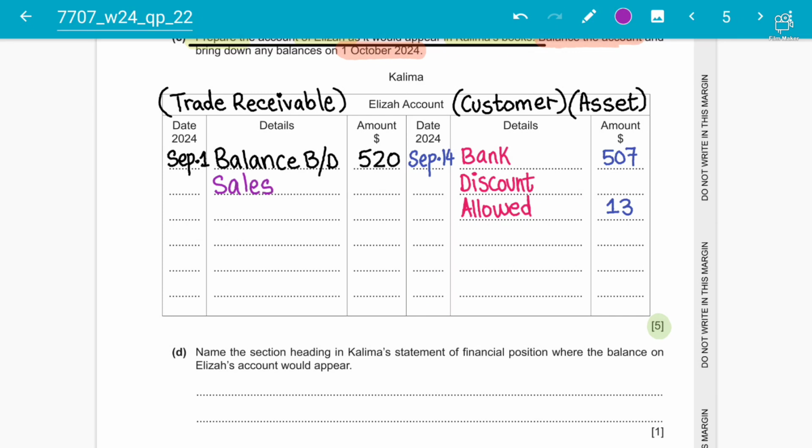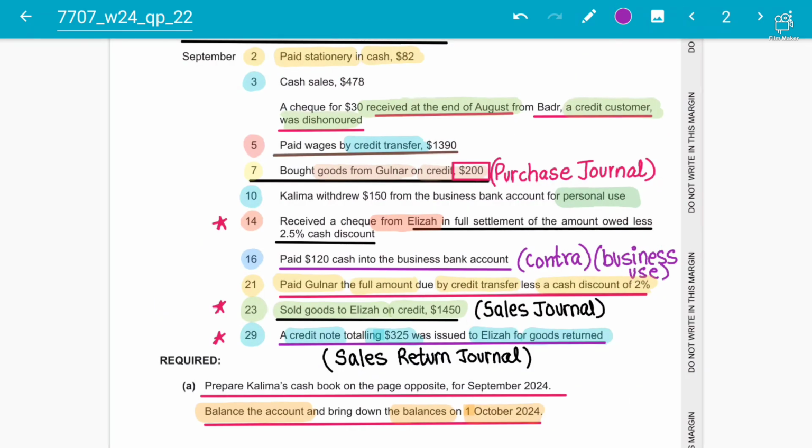Again the sales have been done to her for $1,450 on September 23rd. Out of those sales, Kalima made some sales to Aliza of $1,450, on which on September 29 she returned some goods. So it was sales returns. She returned some goods from the $1,450 which were worth $325. A credit note totaling $325 was issued to Aliza for goods return.